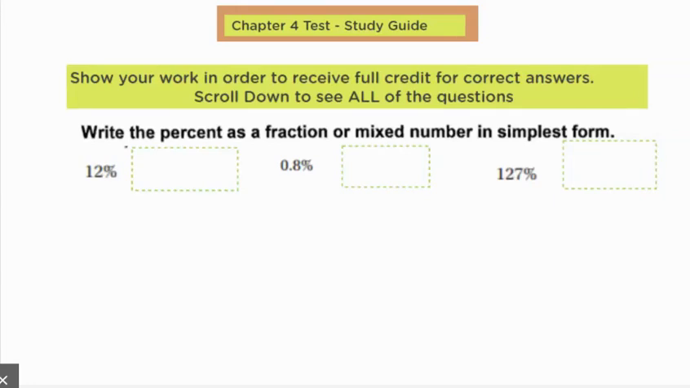Hi everyone. So we're going to go over our study guide together. This is for the Chapter 4 test. So I'm going to get my pen all ready here. I'm going to use blue.